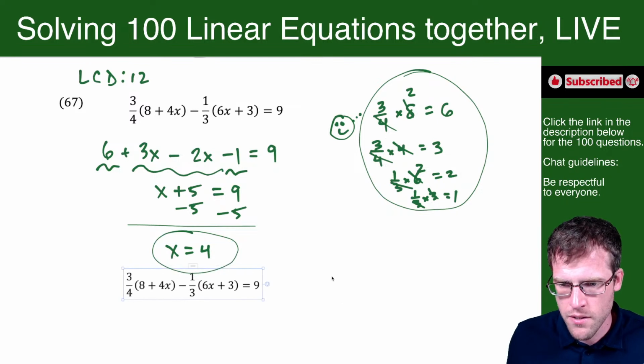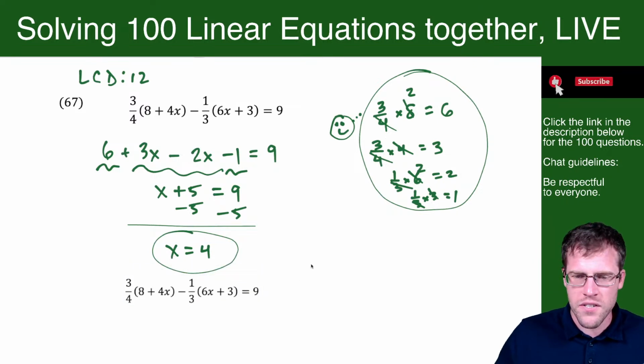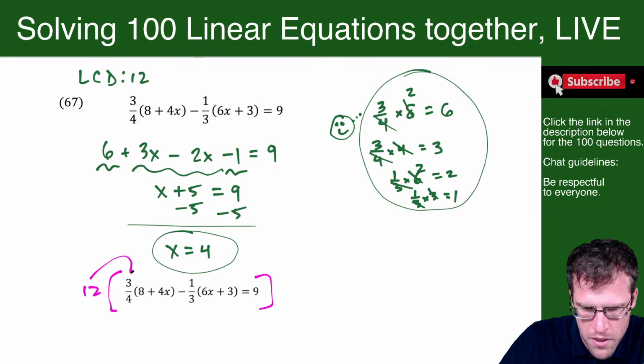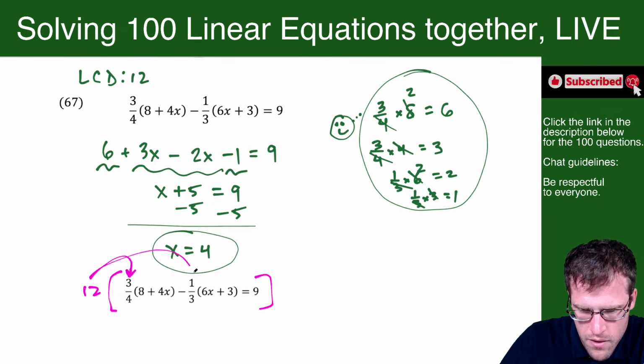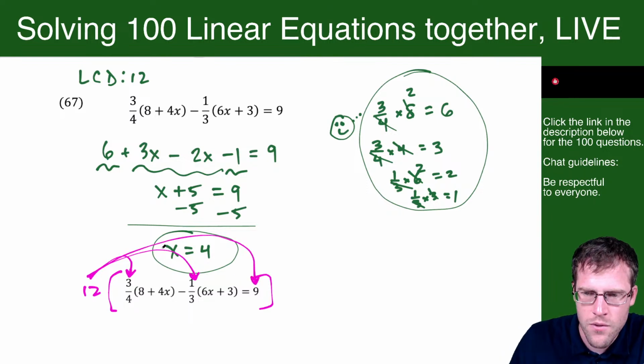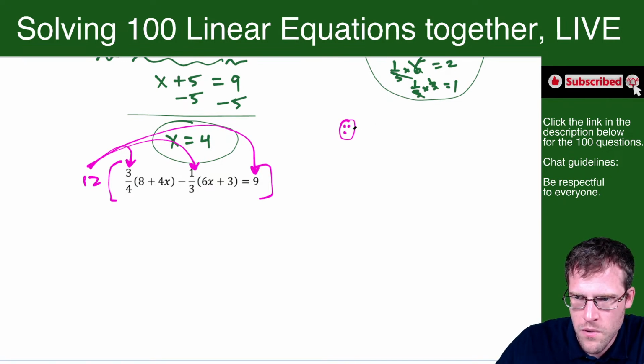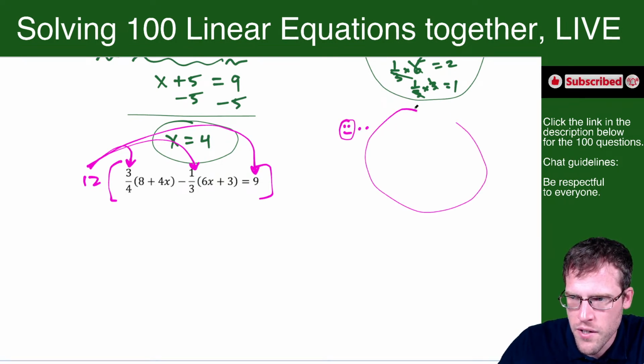So the other option, which I don't know if it's easier or not, it might or might not be. It's your opinion, I guess. That least common denominator of 12, we multiply this fraction by 12, this one by 12, and we also have to multiply this by 12. So if we do it this way, we should get x equals 4 as our answer.